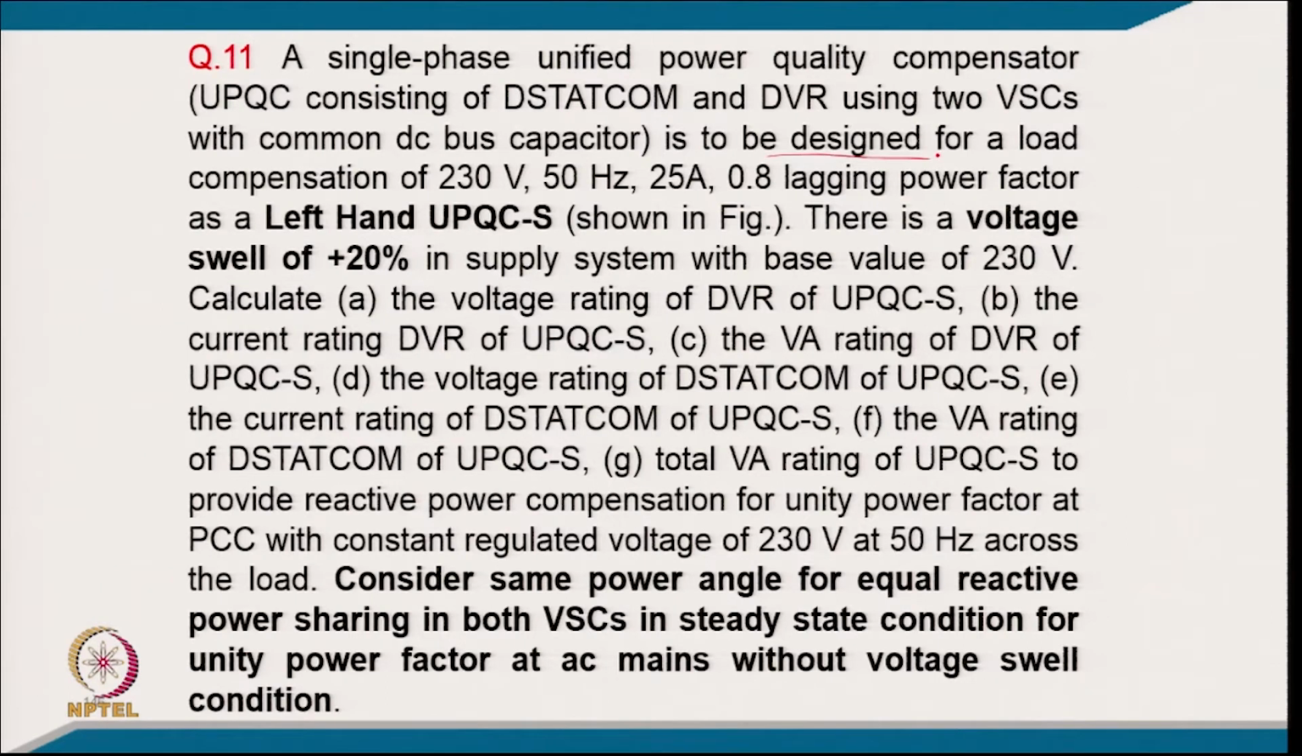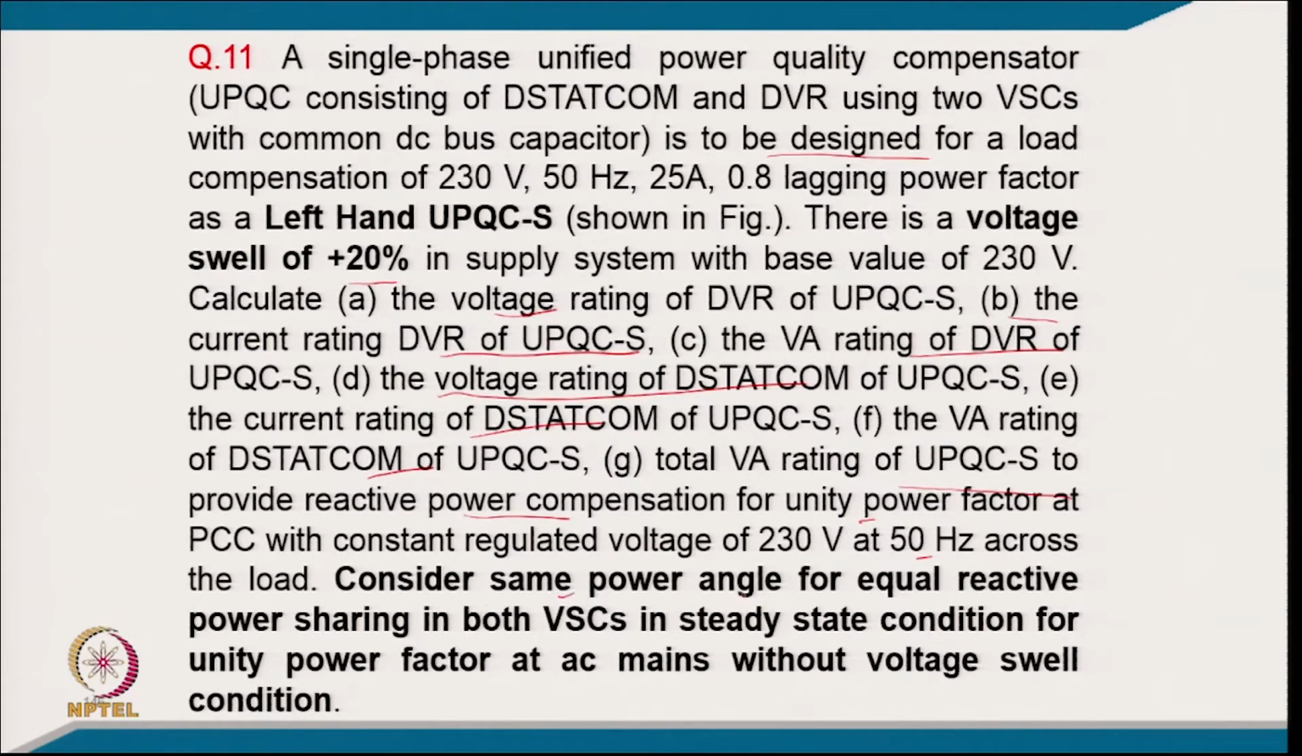Coming to the numerical example 11: a single phase UPQC consisting of dStatCom and dVr in 2 VSC with common DC link capacitor is to be designed for a load compensation of 230 volt 50 hertz as a left hand UPQC. So, there is a voltage sag swell of 20% in the supply system with the base value of 230 volt. Calculate the voltage rating of dVr of UPQC, current rating of UPQC, V rating of dVr, voltage rating of the dStatCom, current rating of dStatCom, and V rating of dStatCom and V rating of UPQC to provide the reactive power compensation for unity power factor at PCC and constant voltage regulation of 230 volt 50 Hz across the load.